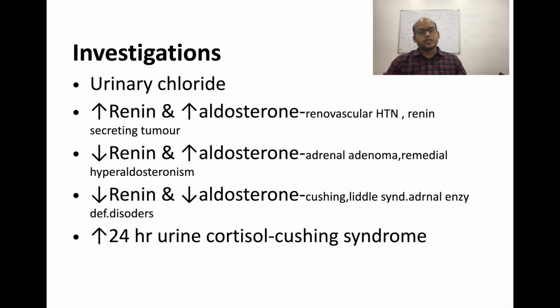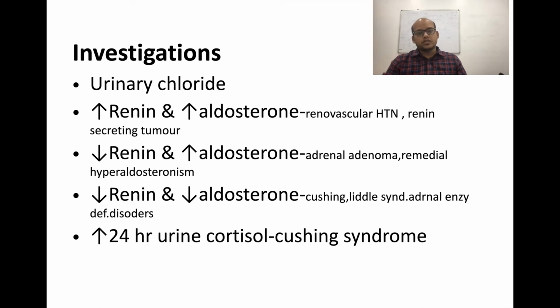Now, coming to investigations. So we do urinary chloride. From that we can know which is urinary chloride sensitive or chloride resistant type of metabolic alkalosis. Then we can do renin and aldosterone.